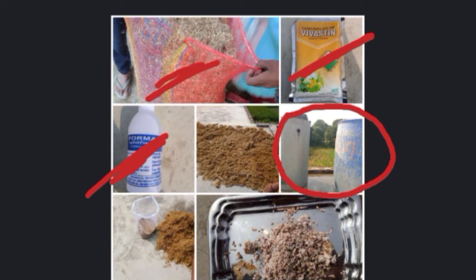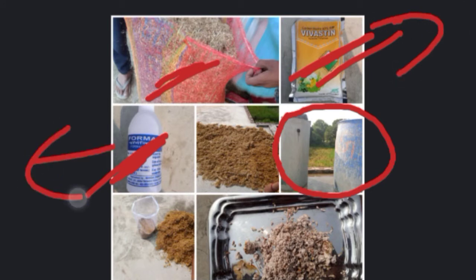In this drum, we have to use 2 teaspoons of Bavestin and 2 teaspoons of formalin, and mix well in 50 liters. By this calculation, we put in the Bavestin and formalin.